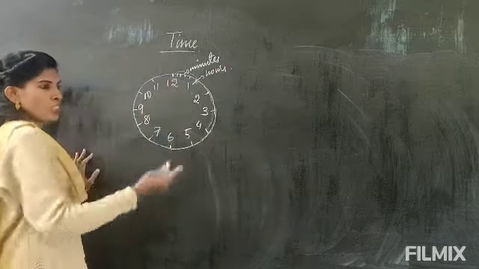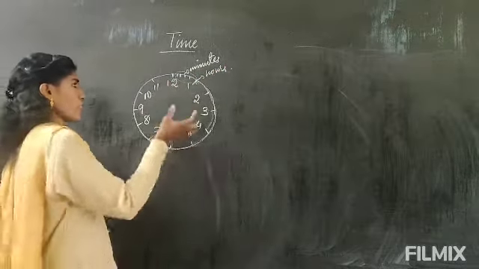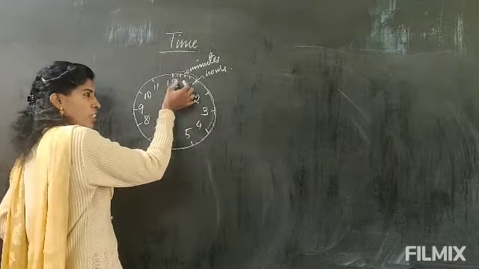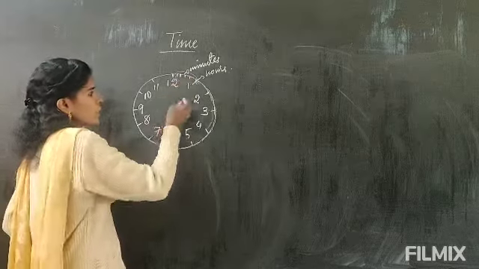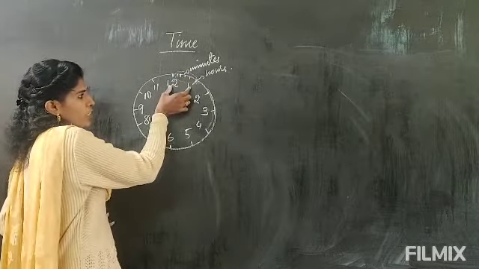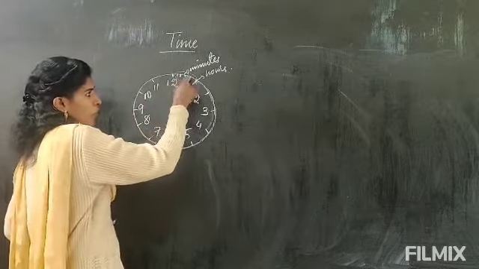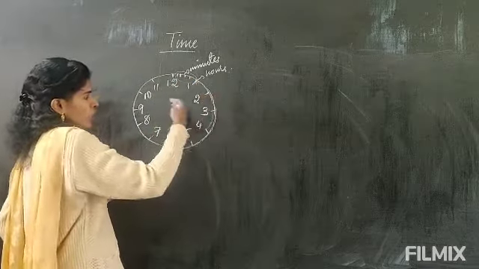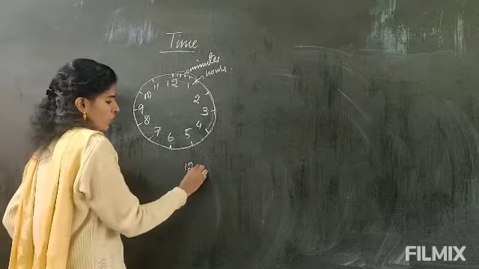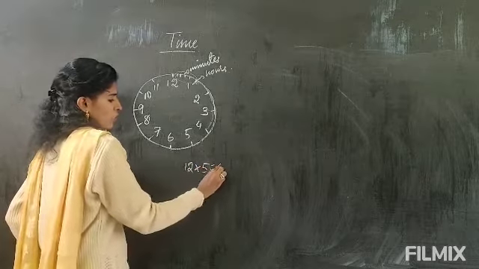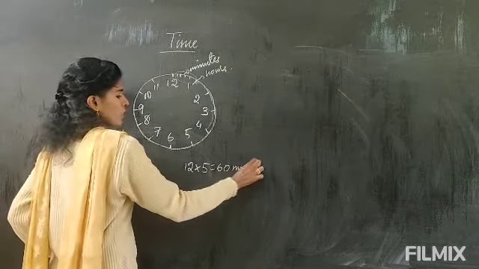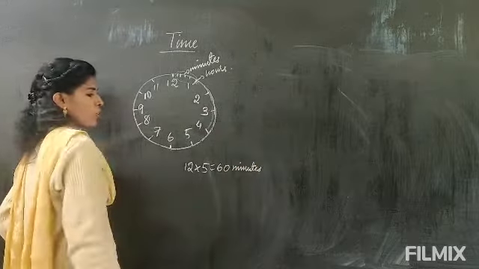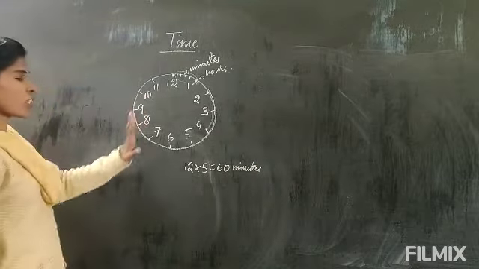Okay, the clock is divided into 12 equal parts. Again, each one of these 12 equal parts is divided into 5 equal parts. That is called the minute. So each part is divided into 5 parts, now all together how many will it be? 12 into 5, it will be 60. So there will be 60 minutes in the clock. Okay, this is the way the clock is divided.